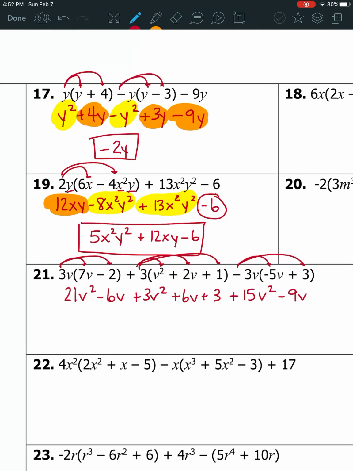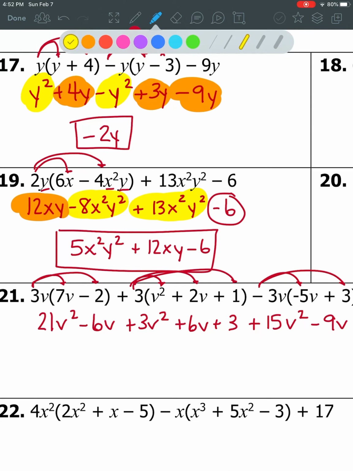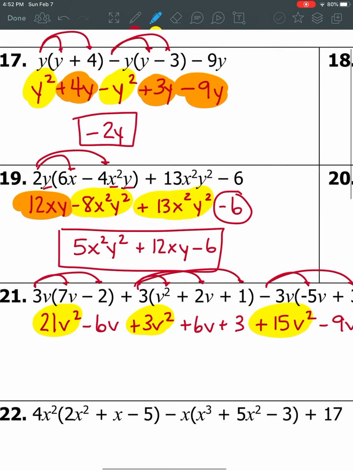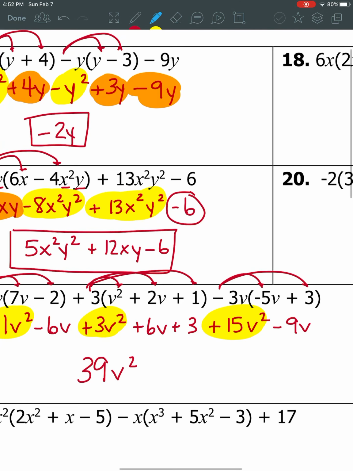We distributed all of those terms that are touching the parentheses. Now let's go through and find like terms. The highest power we have is v squared, so I'm going to find all of my v squareds. And notice I am highlighting the signs in front. So 21 plus 3, we have 24. 24 plus 15, so we have 39v squared when we combine those three terms.